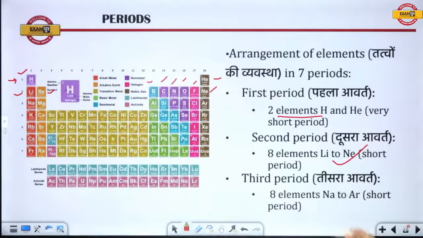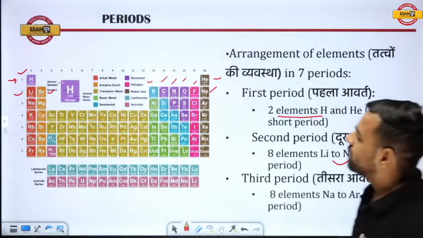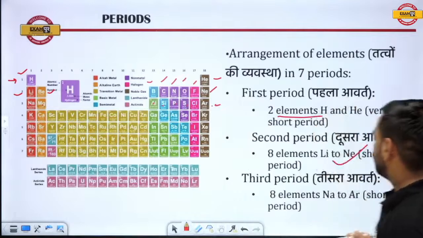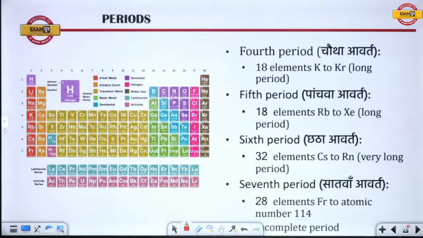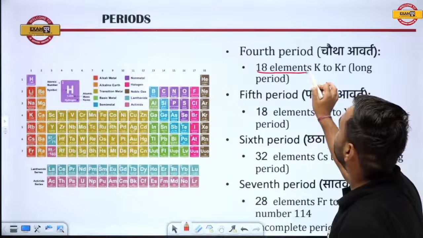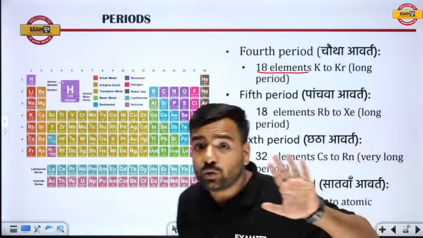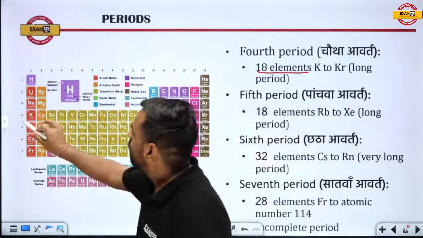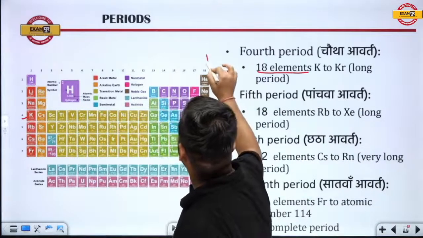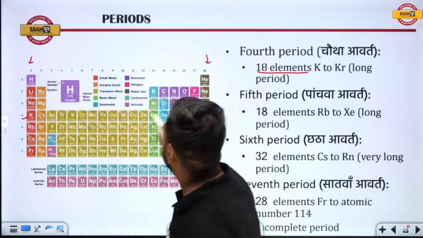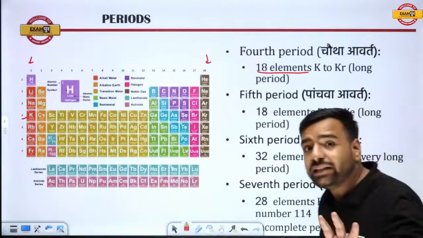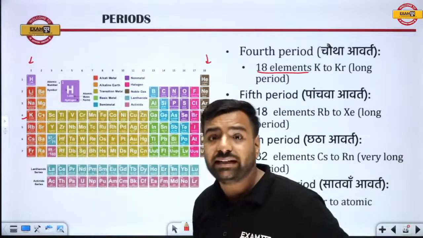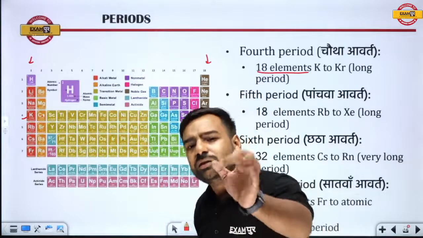If I talk about the third period, here again we have 8 elements. Just have a look: 1, 2, 3, 4, 5, 6, 7, 8. So this is the third period. Now the fourth period has a total of 18 elements. This number is asked in the examination. Do not forget: fourth period with 18 elements. Just try to count it: 1, 2, 3 and so on, because we know that 18 groups are there. Now you must be wondering, sir, 18 elements? Does this mean 4, 5, 6, 7 all have 18 elements? No. Why is that so? Just have a look.